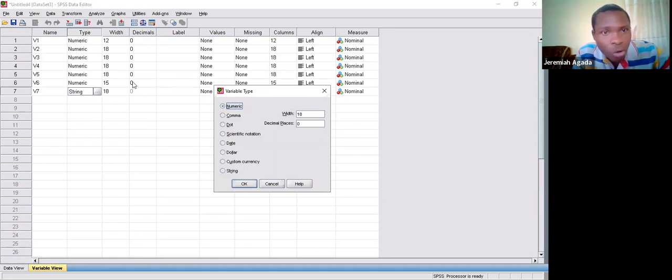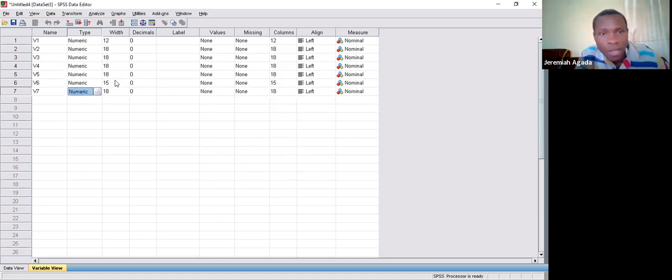Then if you look at the width, maybe I may have to explain certain things also. If you look at the width here, you are seeing 12, 18, 18, 15, 18. This width just means the number of words or alphabet or numbers rather that that particular box can take. Like for the first one, that's the V1, it can take up to a count of 12. The other one 18 and this one 16. Normally, I just need 3. But we can leave it like that.